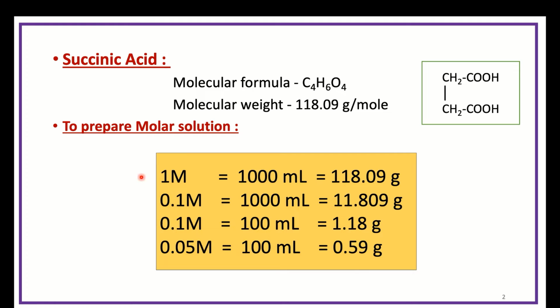This is the method we use to prepare succinic acid solution. Based on the molecular weight, we can find out whatever molar or volume of the solution we require. This is for the molarity or molar solution preparation.